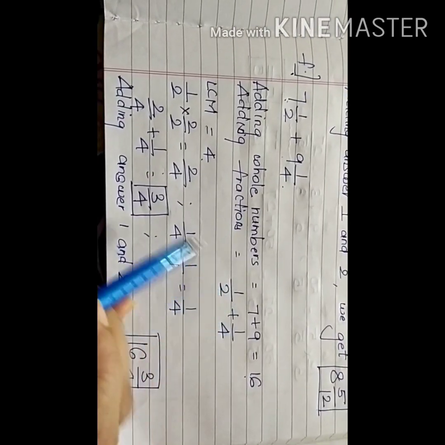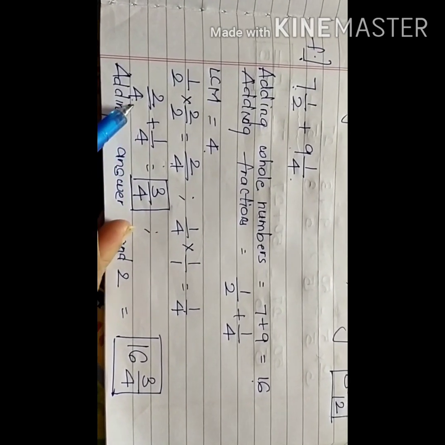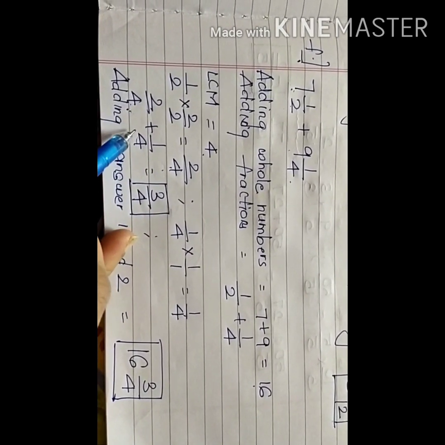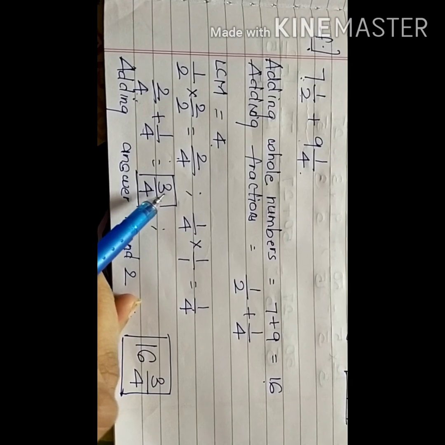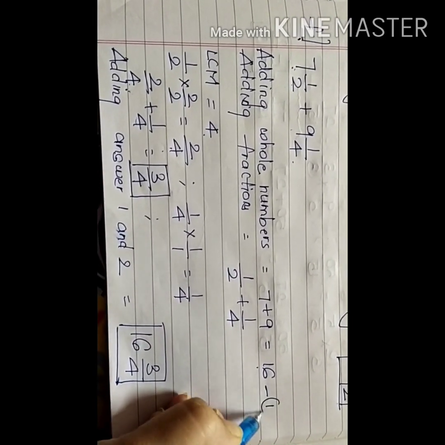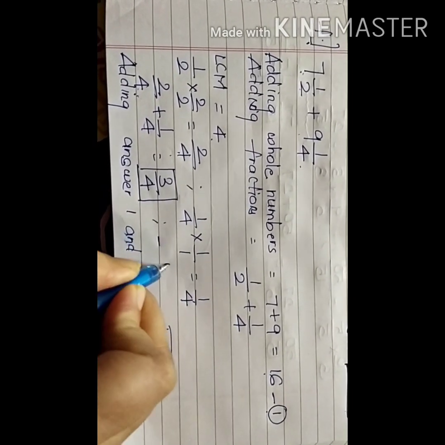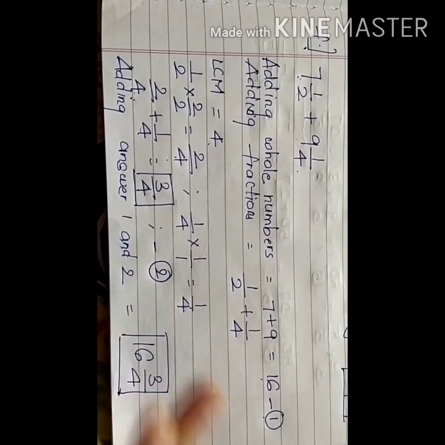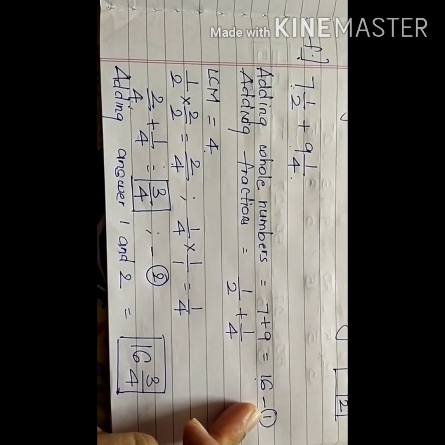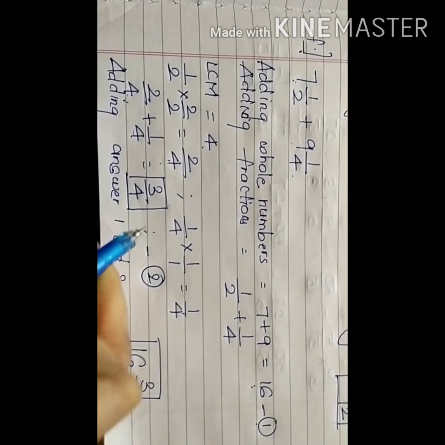Now I will add up 2 upon 4 and 1 upon 4. I could see that my denominators have become equal. So my answer becomes 3 upon 4. Now as I told you, let us say that the addition of whole numbers be answer number 1 and addition of fractional numbers be answer number 2. Now combine answer number 1 and answer number 2. I get it as 16 3/4.